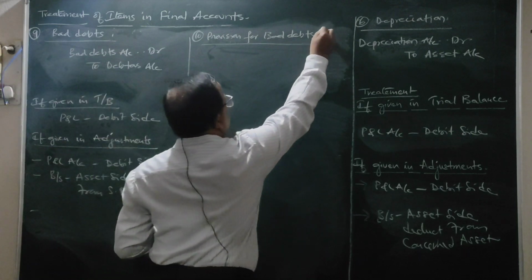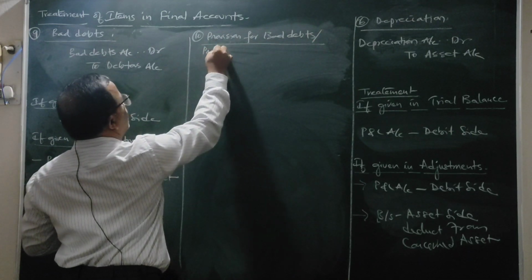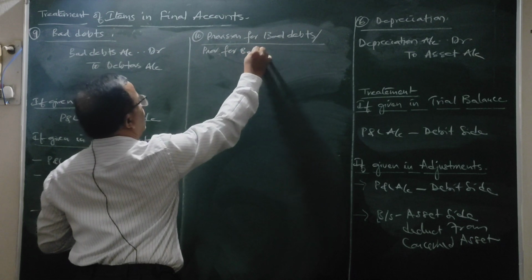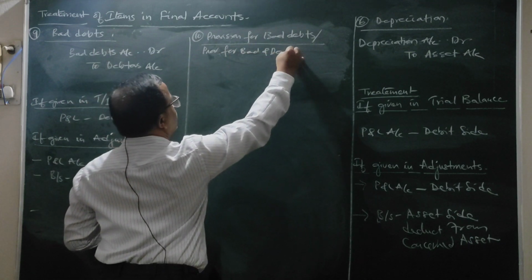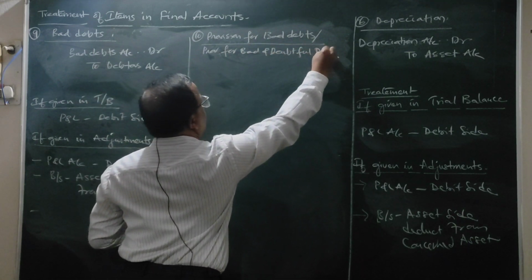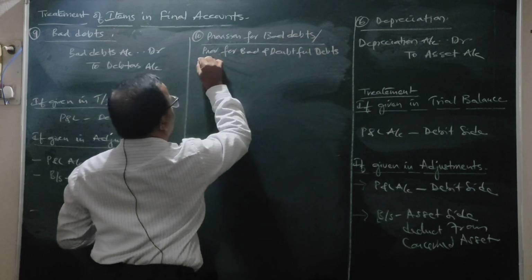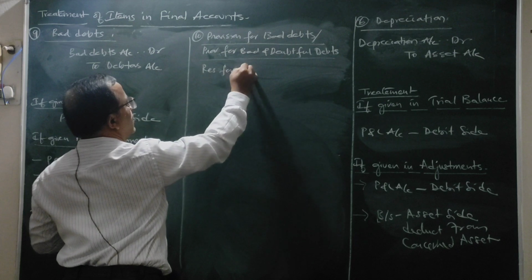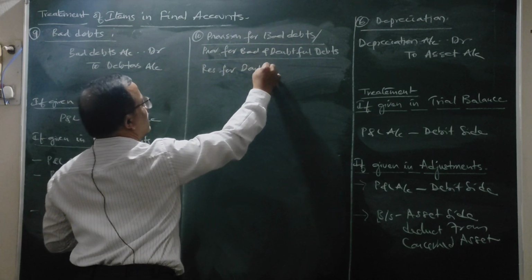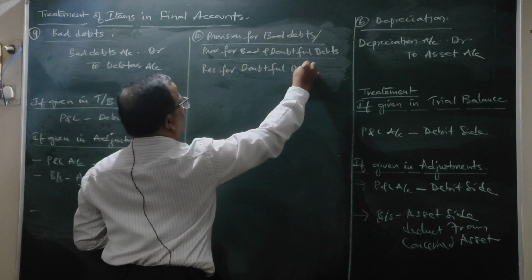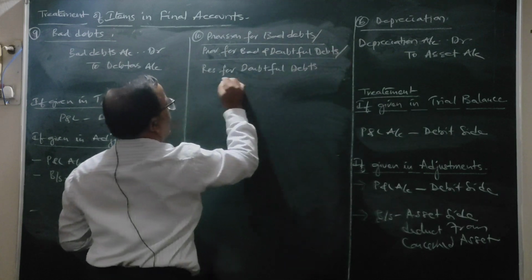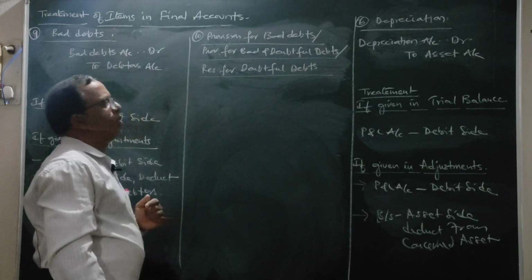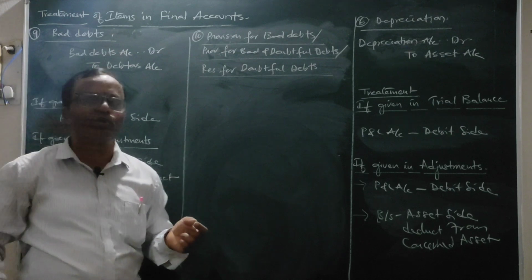You can say provision for bad and doubtful debts, or you can also call it reserve for doubtful debts. See, all these are one and the same here. Simple concept here you should be able to know.